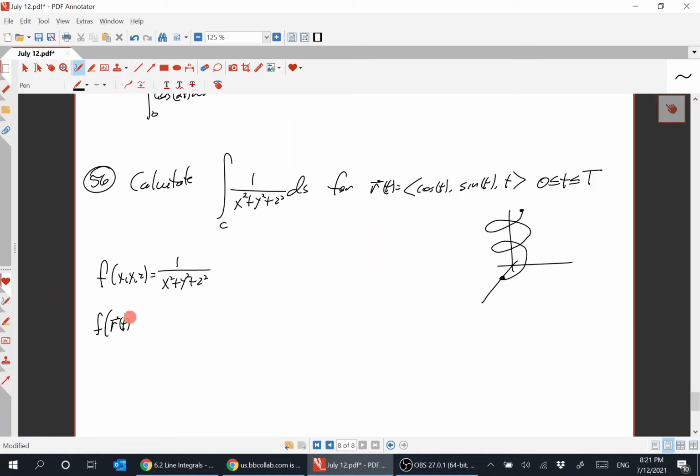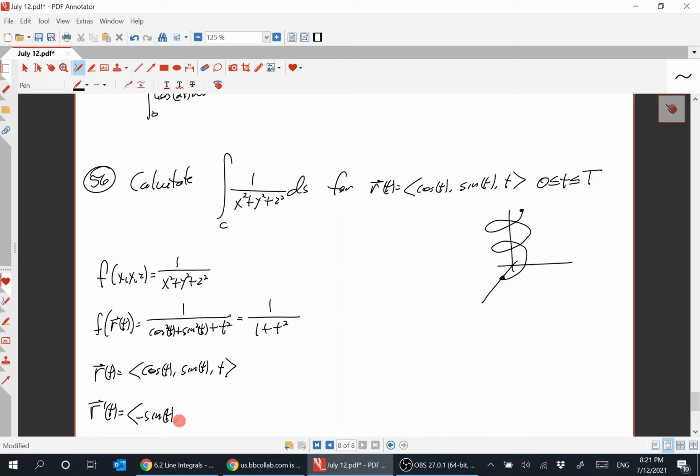So f of r of t is 1 over x squared is cosine squared, y squared is sine squared, and then z is equal to t squared. This, of course, being equal to 1. So you get 1 over 1 plus t squared. R of t is what we've got up here: cosine t, sine t, t. So r prime of t is minus sine t, cosine t, 1.